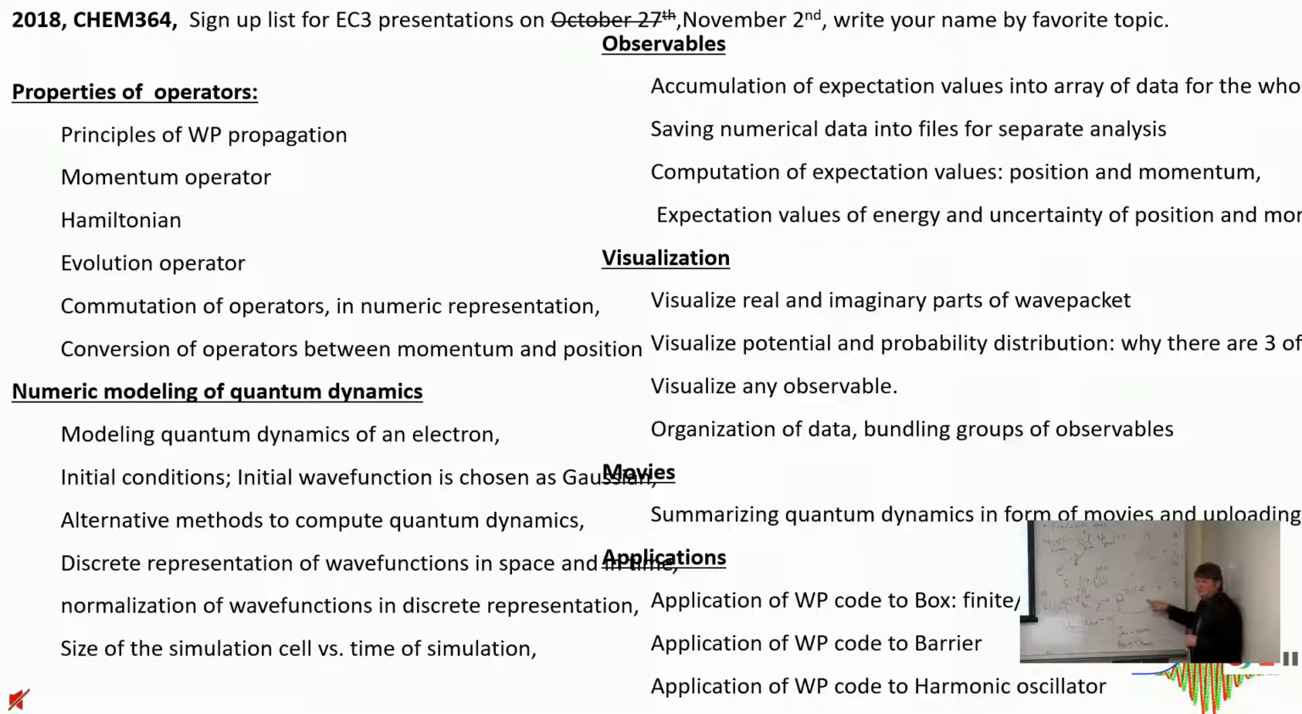Evolution operator is an operator. I'm very logical. Therefore, evolution operator can also be represented as a matrix. So we need to find a matrix that would represent the evolution operator. And I set up a little task to guide you through the background ideas, how to define the matrix that will represent the evolution operator.